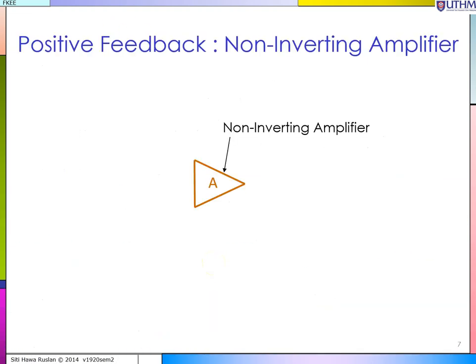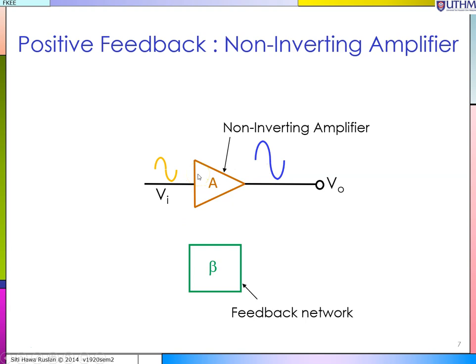And suppose that you have a non-inverting amplifier, what will happen? Okay, we look into this. This is your Vin. So your Vin and Vout will be in phase. The only difference is your output will be amplified by this amplifier. And again, we have a feedback network.